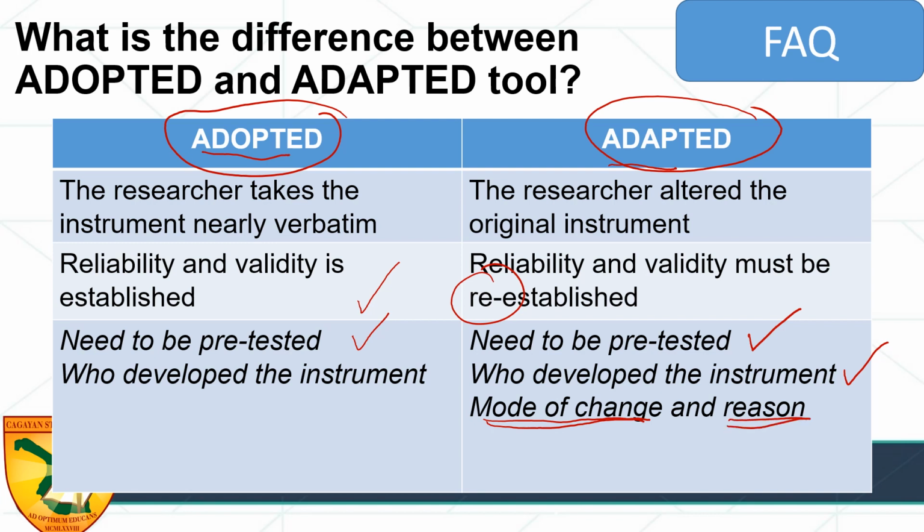For both adopted and adapted, do I need permission from the original author of the instrument? Yes, of course. You need to ask permission. You just email the authors and write your affiliation, the purpose of your study, and ask permission in using, adopting, or adapting the tool that they've authored.